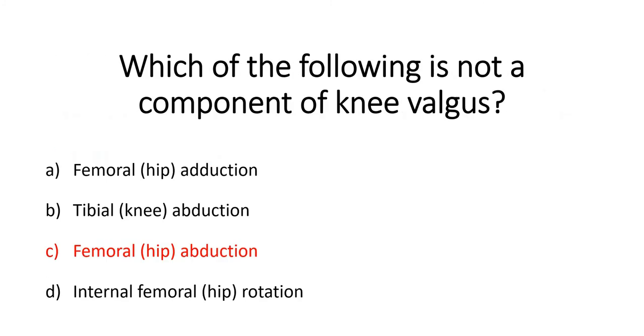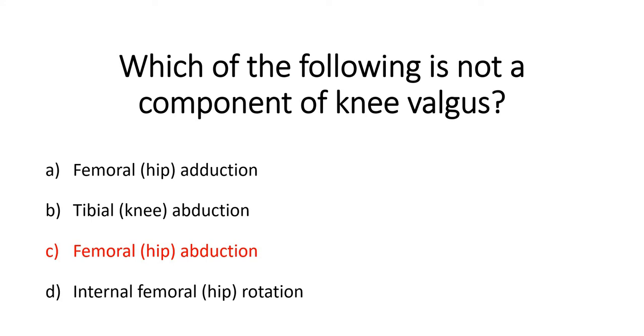Which of the following is not a component of knee valgus? The answer is C, femoral or hip abduction. For valgus to occur, valgus is much like dorsiflexion. It is a movement that is comprised of various other movements. It's a resultant movement, you could say.